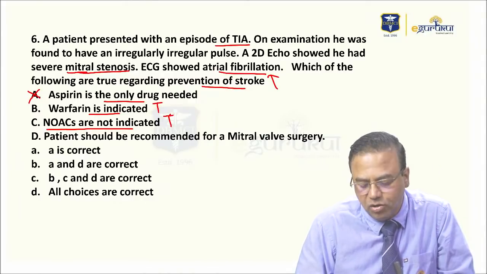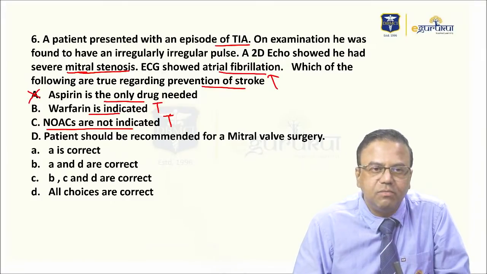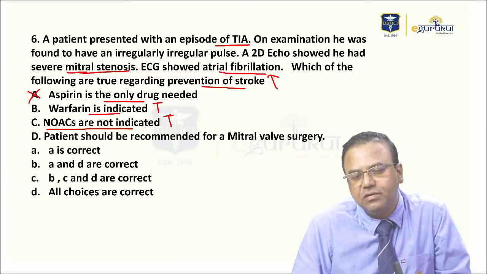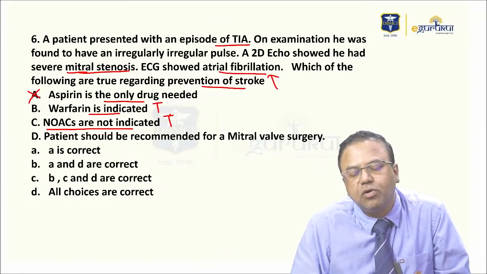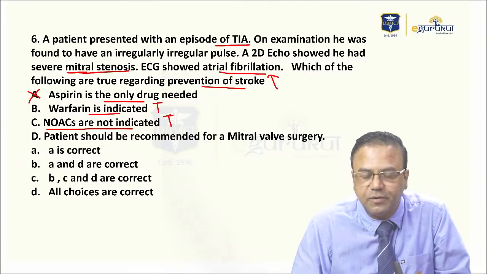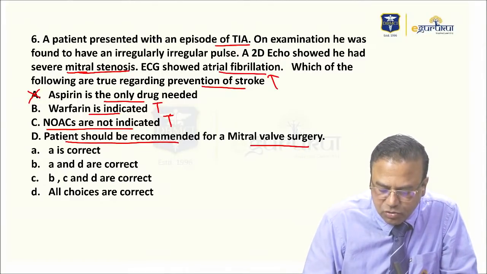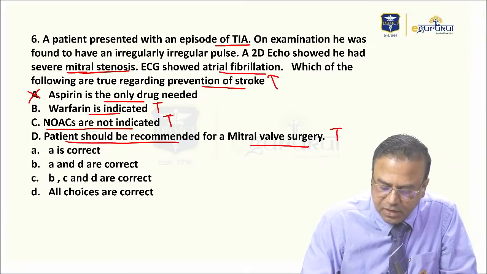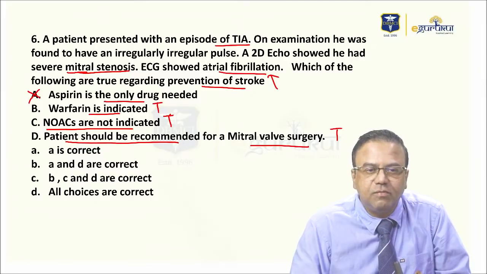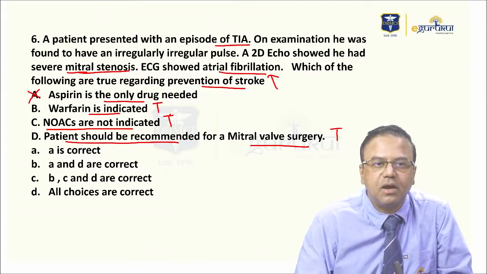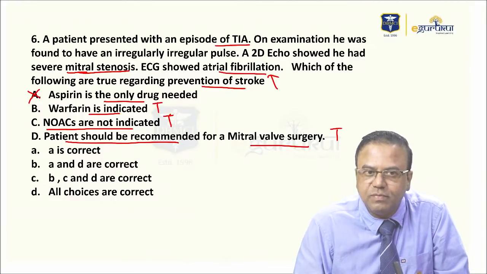That's a true statement. And in the guideline for valvular heart disease, once you have a patient with symptoms, the patient should go for valve replacement or valve repair. Mitral valve generally is repaired, whereas for the aortic valve, you need to go for a replacement. So the patient should be recommended for a mitral valve surgery. Definitely, that's a true statement. Once you have symptoms, and that too severe mitral stenosis, the patient should go for a valve repair. So the three statements that are true in this are B, C, and D.